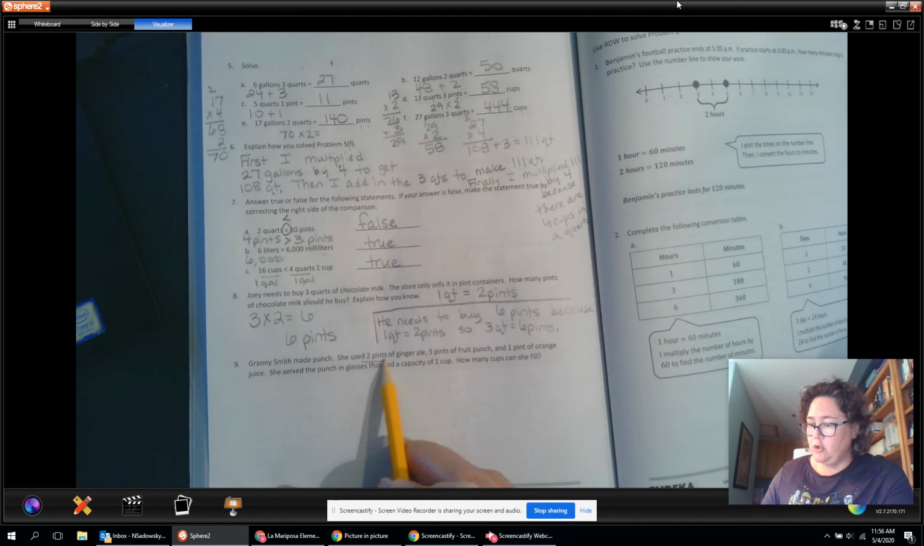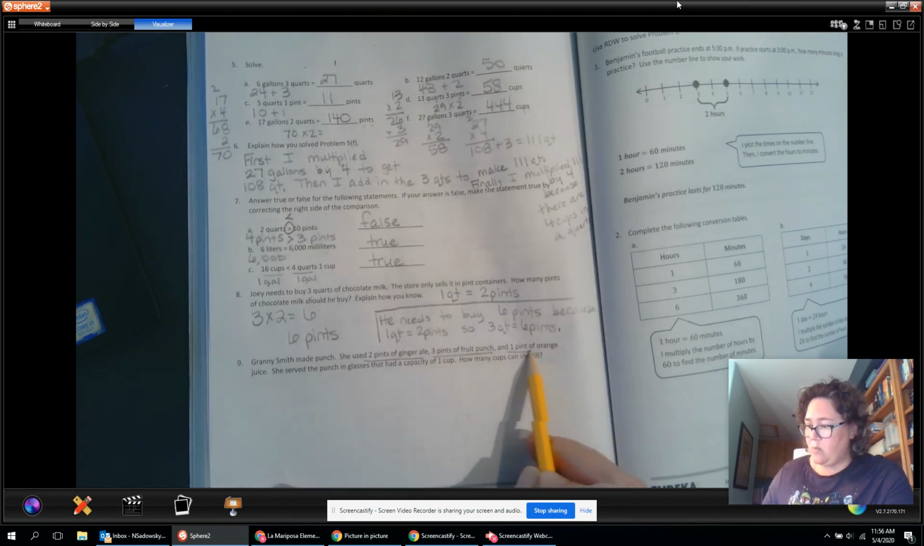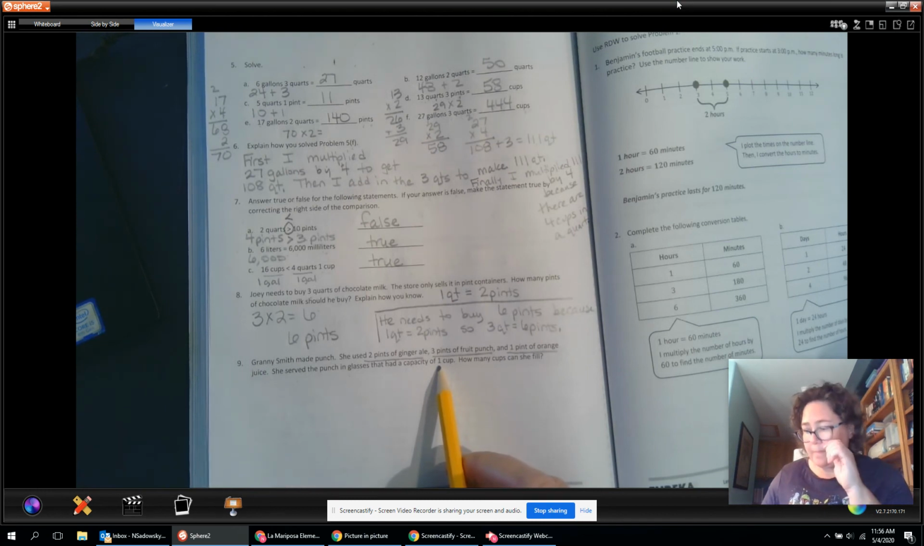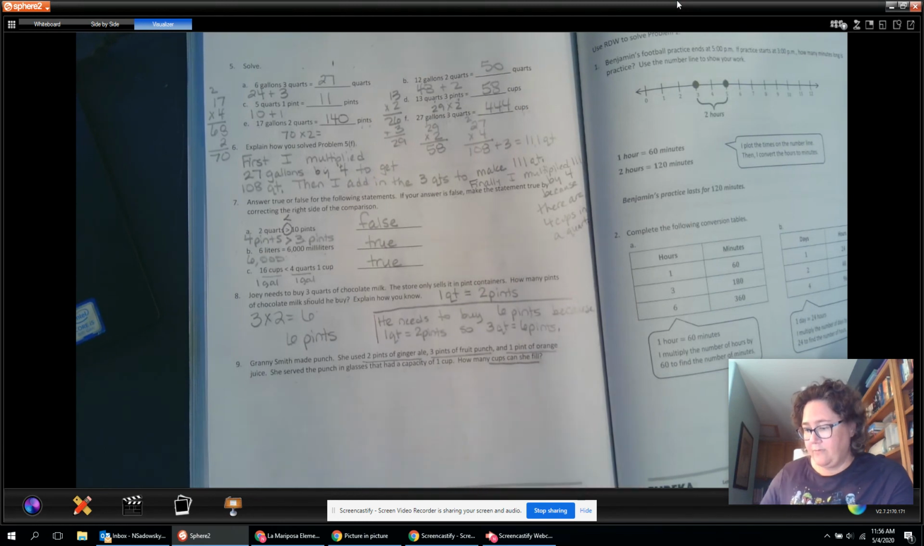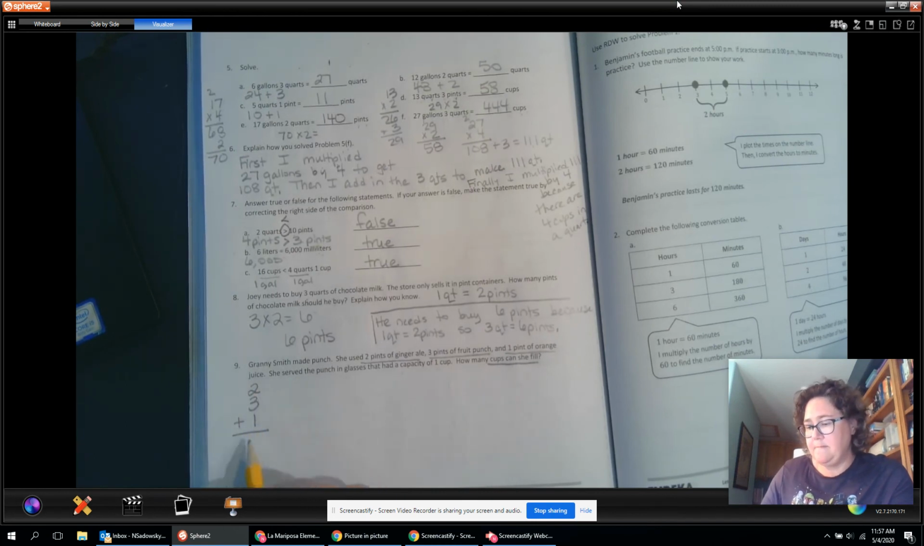Granny Smith made punch. She used 2 pints of ginger ale, 3 pints of fruit punch, and 1 pint of orange juice. She served the punch in glasses that had a capacity of 1 cup, meaning you can only fill up 1 cup. How many cups can she fill? Well, first, she had 2 pints of ginger ale, 3 pints of punch, and 1. We add all this up, we are looking at 6 pints worth of juice, right?